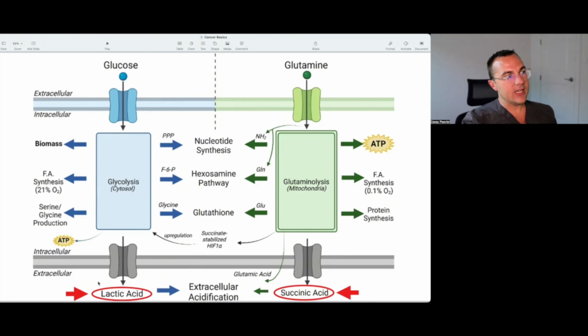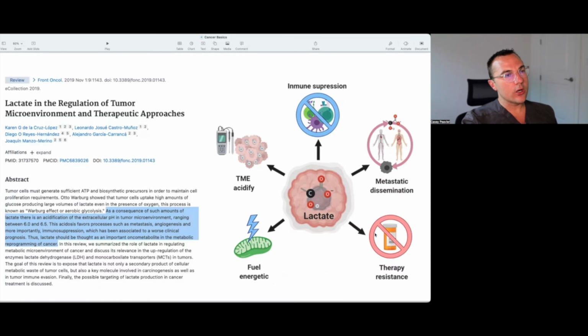But the other thing that lactate and succinate do, besides acting as an oncometabolite in that particular way, is that they also act as an oncometabolite by this extracellular acidification. And that's what leads to failure of the immune system to recognize the cancer and immune escape.